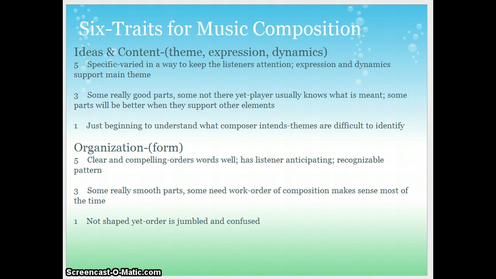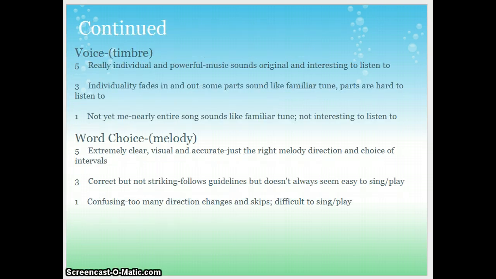The organization, or form, should be clear and compelling. The composer orders words well, has listeners anticipating what's next, and creates a recognizable pattern. Next of the 6 traits is voice. Individual and powerful music that avoids sounding too familiar will earn top marks in this category. The category of word choice will evaluate the melody rather than the words or lyrics. Extremely clear melodies with just the right direction and choice of intervals is what is expected.